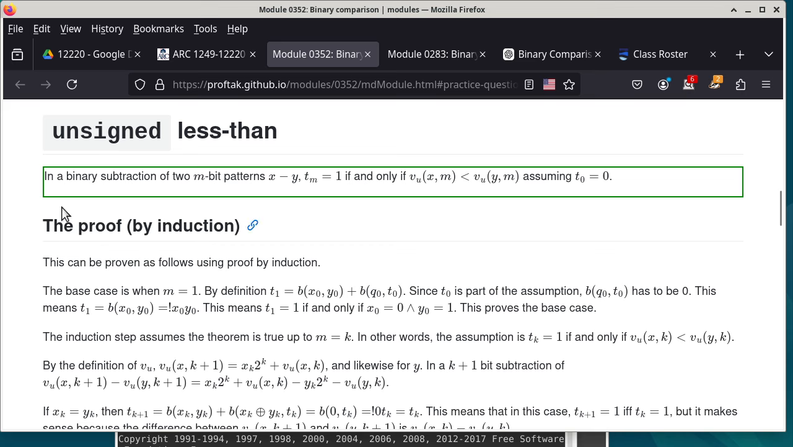So it says right here, in a binary subtraction of two m-bit patterns x, y, x minus y, t_m equals 1 if and only if vu x_m is less than vu y_m, assuming t_0 equals 0. Do we understand this entire sentence? What it is saying, what each term is referencing, and so on. I'll leave it up to you. I'll give you about 20 seconds to see if there are any questions about interpreting this one single statement itself.